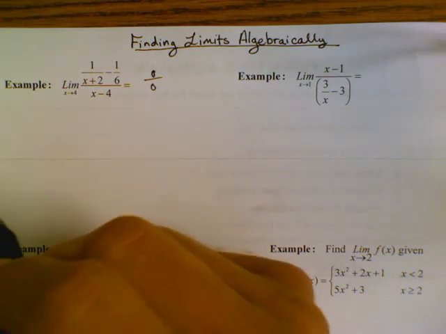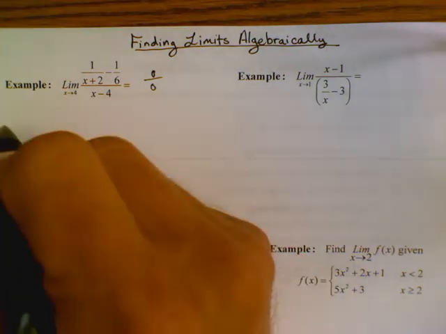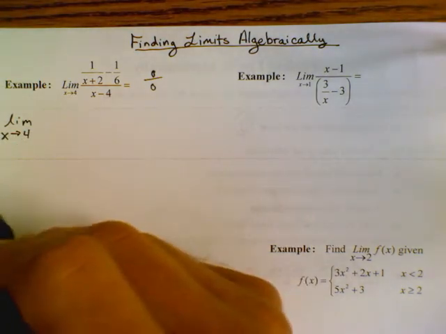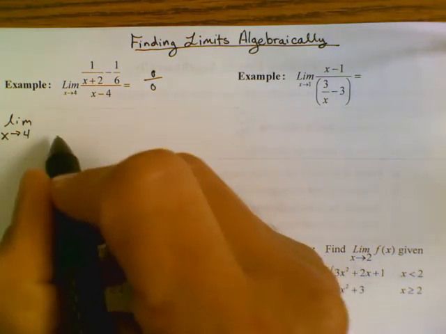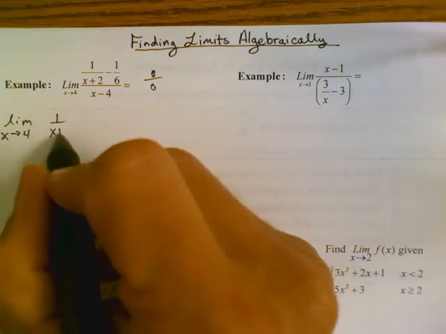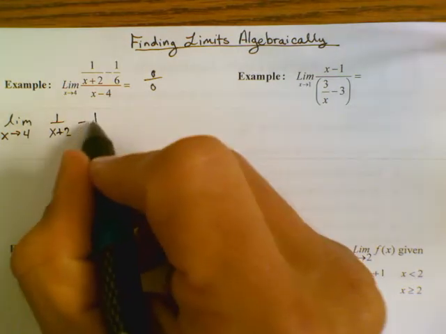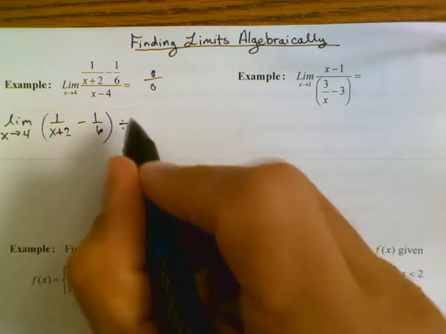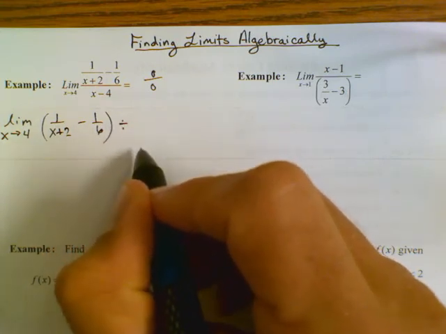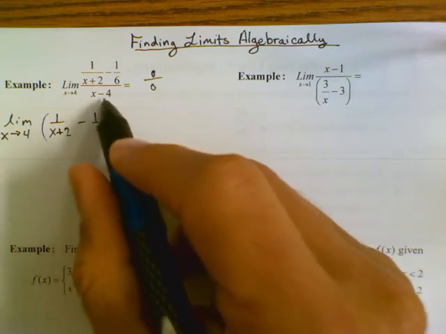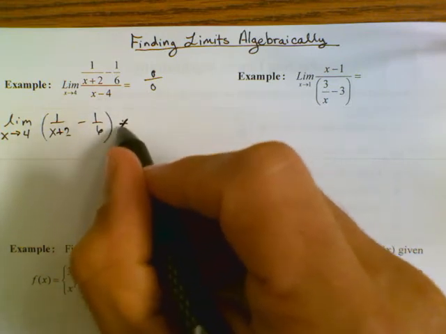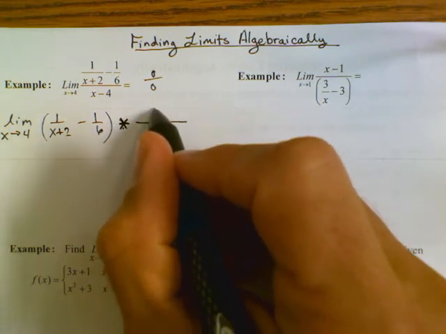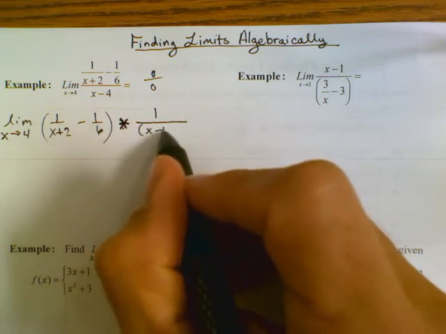The way we're going to deal with this, I think it's always easiest to go back to middle school mathematics and rewrite this limit as 1 over x plus 2 minus 1 over 6. Put that in parentheses and write the division symbol. And then you could write x minus 4. Okay? So if you're basically dividing by x minus 4, then we could actually just change that to multiplication, right? And multiply by 1 over x minus 4.